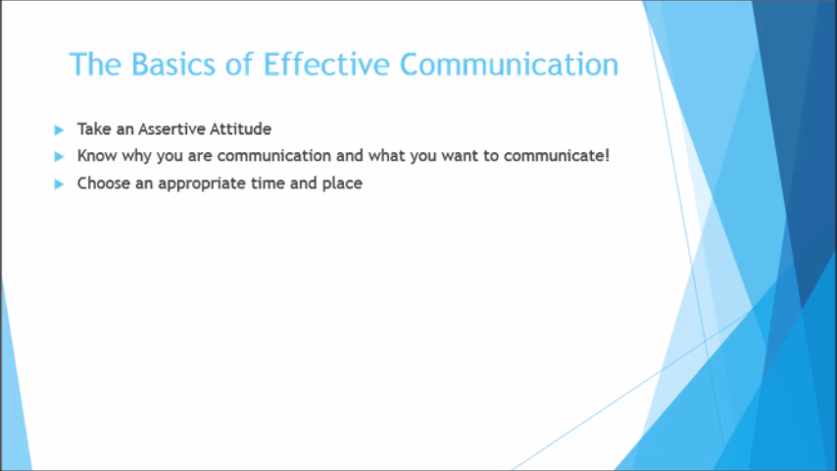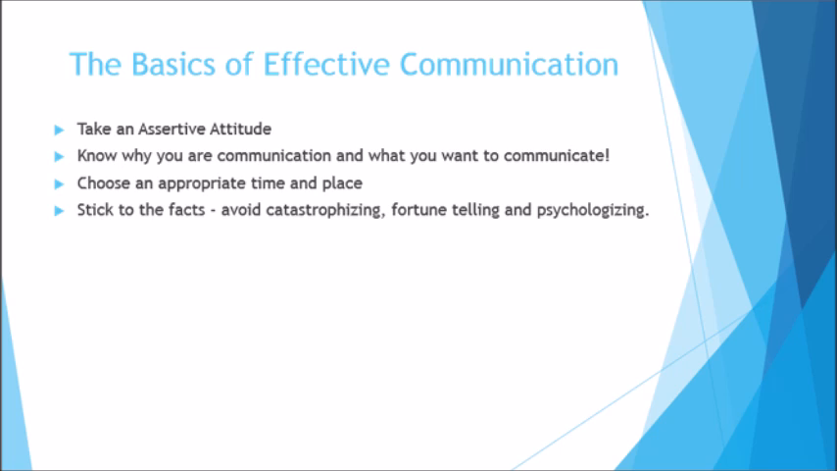One of the best ways to be an effective communicator is not to do what ineffective communicators do. So next we're going to go over some of the most common blocks to effective communication. First of all, stick to the facts. Don't start catastrophizing or fortune telling or trying to read the other person's mind and telling them what their motives are. Stick to what you know, which are the facts, what you're feeling, and what you're needing.